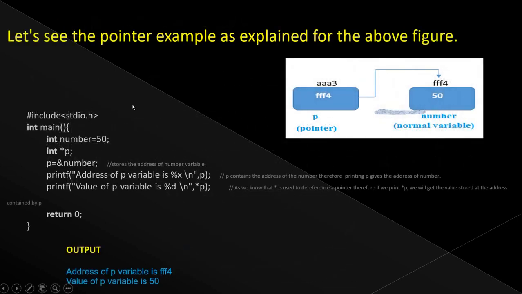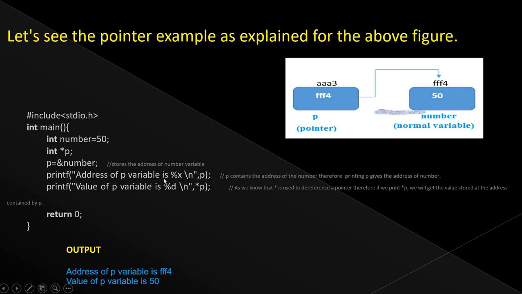Now here is the program for the example. #include <stdio.h>, it is the header file. This is the main function. Begin. int num = 50. Here we declare the number and assign it 50. int *p = &num. Here p stores the address of the number variable.